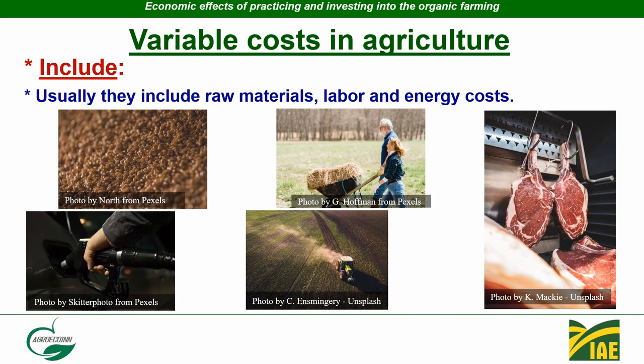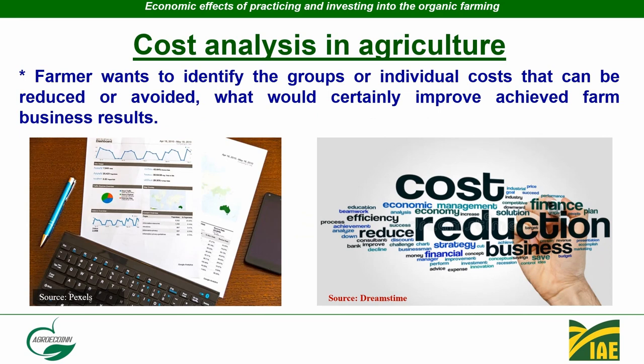If there are processing activities at the farm, they usually involve the costs of raw agricultural material, such as grains, oil seeds, fruits, vegetables, meat, milk or honey, various food additives, water, energy, external services of processing equipment, labor, packaging material, or the variable part of general costs. What is the main farmer expectation towards the cost analysis? Primarily, to identify the group of costs or individual cost that can be reduced or avoided, which would subsequently improve achieved farm business results. So, in assessing a certain production line, besides the value of overall costs, their structure is important too.